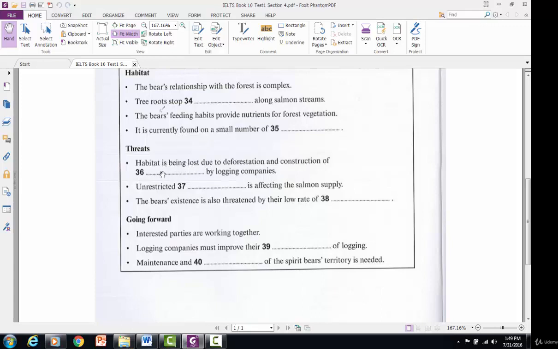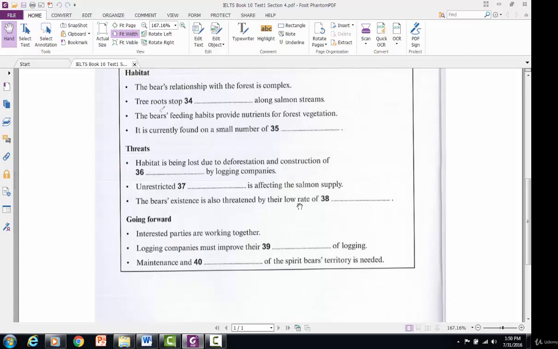Right? So whatever this answer is, 37 is connected to the word unrestricted. Remember, they're going to use synonym language. Right? Unrestricted, no restriction, affecting the salmon supply. The bear's existence is also threatened by their low rate of. 38, connected to the words low rate of. Right? They're going to use synonyms. They might use reduced. Okay?